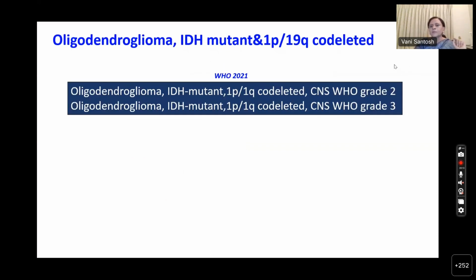What about oligodendrogliomas? Oligodendrogliomas are defined by IDH mutation and 1p19q co-deletion. You cannot make a diagnosis otherwise. And they have 2 grades, CNS WHO grade 2 and grade 3.